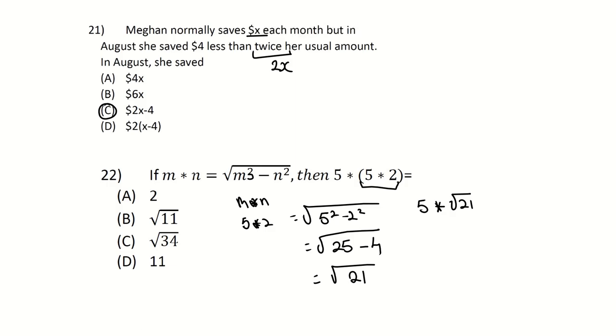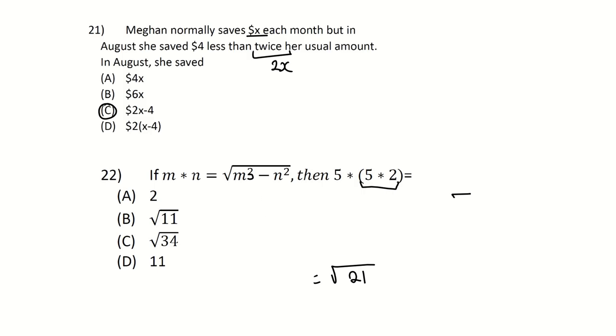Because I typed this down, I saw a mistake. This question was heading into something that you should not be doing with so much working. Now this would make more sense. Let's check it and see. m asterisk n is the square root of m cubed minus n squared. Right? So now we're going to substitute it in.